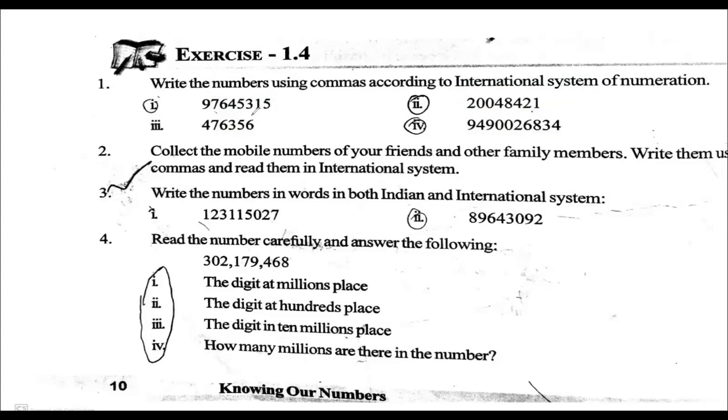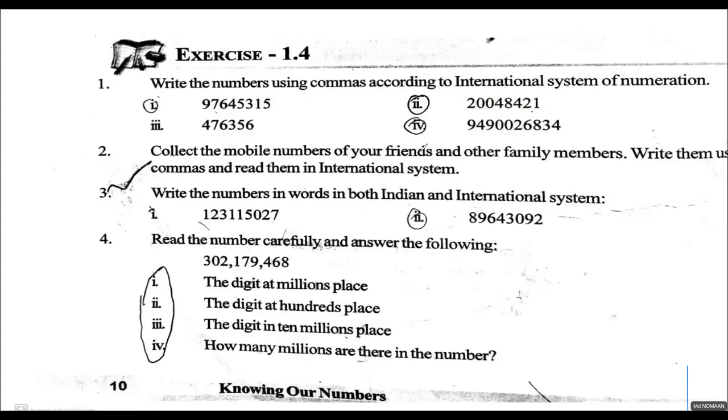Commas use chestu ee numbers rayandi annaru. Without using commas, you just write the number, and after with commas, you just write the number. That's it. No need to write number name. Okay, that's it. That is the question number 1. Question number 1, that is, you just complete like that. And we'll come to question number 2.